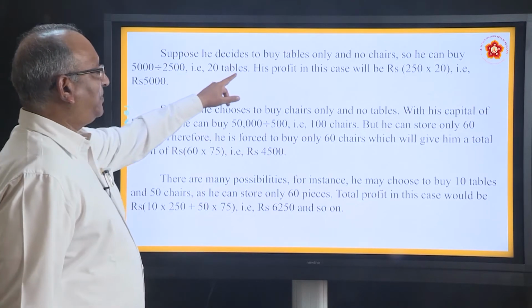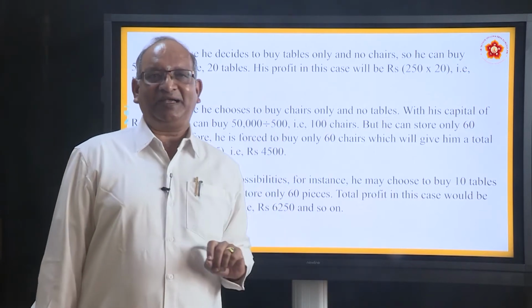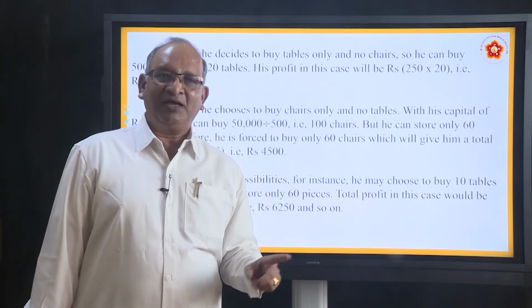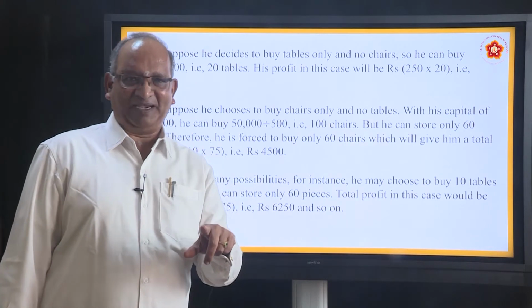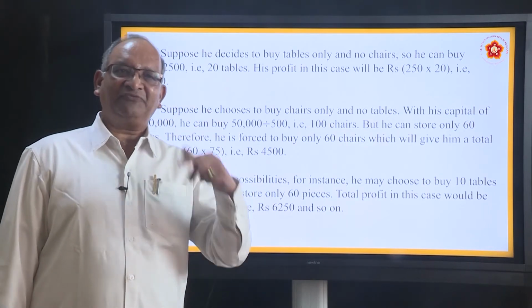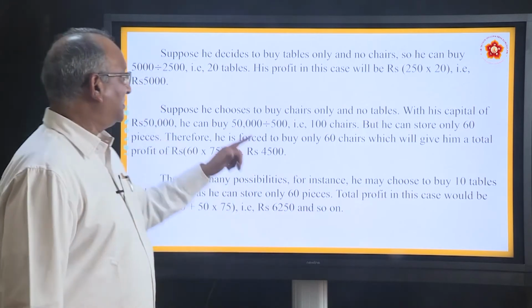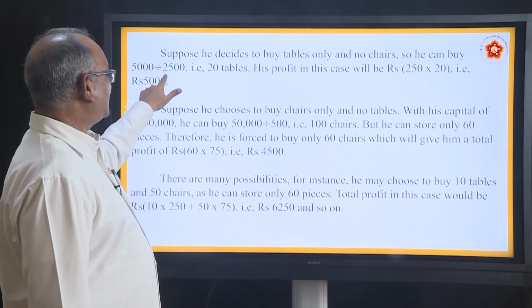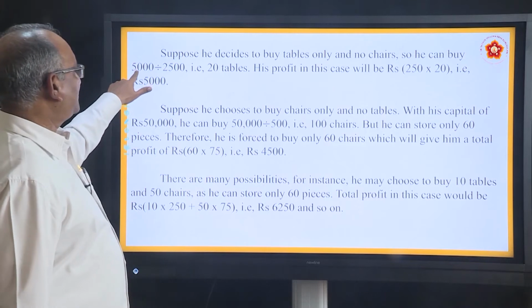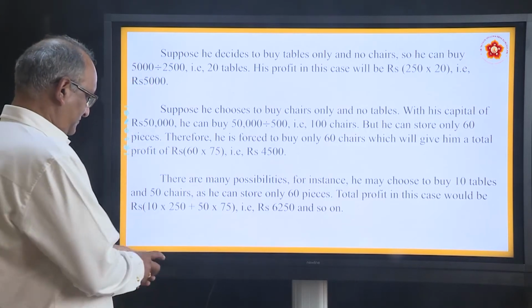Suppose he decides to buy tables only. What is the cost of one table? 2,500. If he spends 50,000 rupees, how many tables can he buy? 50,000 divided by 2,500, he can buy 20 tables. It is not 5,000, it is 50,000.